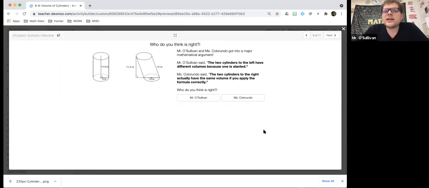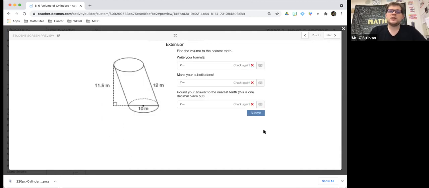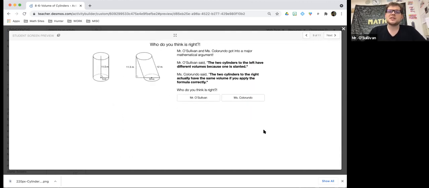Okay, so here's our final question for the day. It's going to lead into 2 extensions, and then who was correct. So Mr. O'Sullivan and Miss Colorundo were having a major mathematical argument.